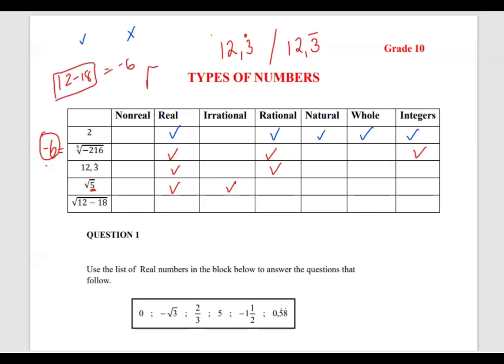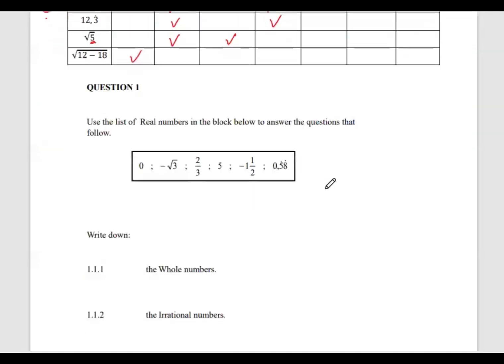And then we're focusing on the square root of negative 6. So root negative 6 is a non-real number. And if something is non-real, then it cannot apply to all the other aspects. So that is how this question would have been answered. All right, then let's look at this.